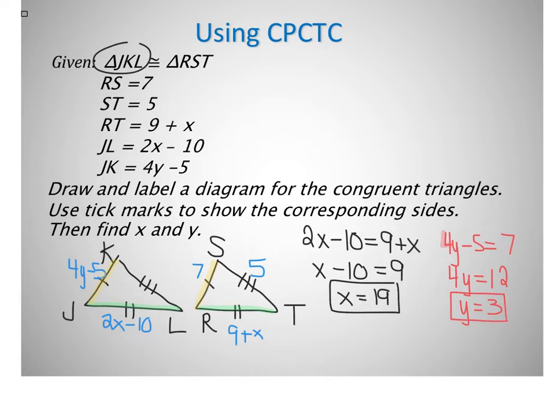So now you might be asking, well, what about this 5 over here? Who cares? We don't need it. We didn't use it because we don't have any expression for KL. Okay, so X is 19, Y is 3.